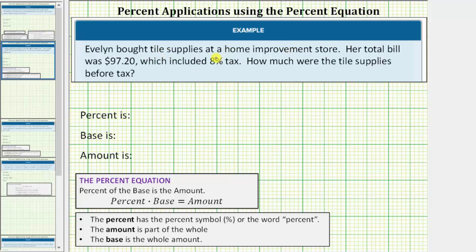Evelyn bought tile supplies at a home improvement store. Her total bill was $97.20, which included 8% tax. How much were the tile supplies before tax?